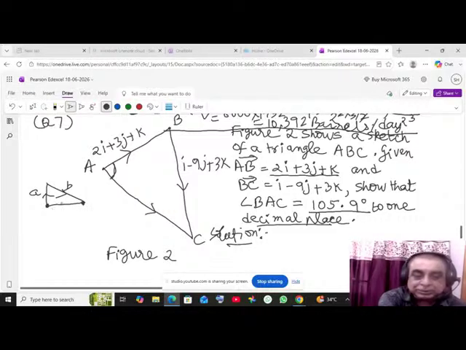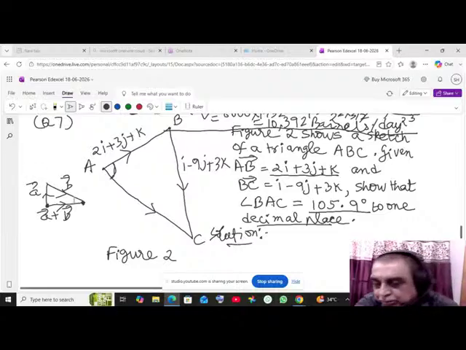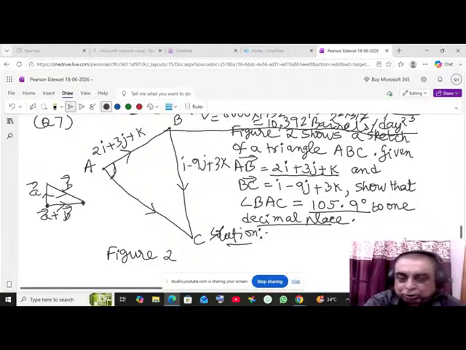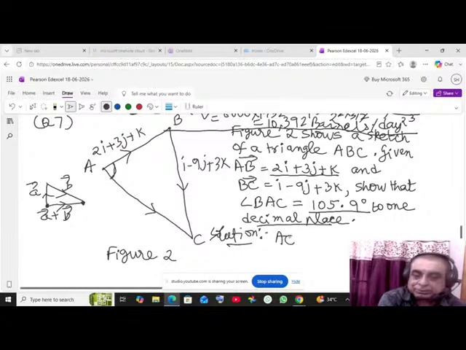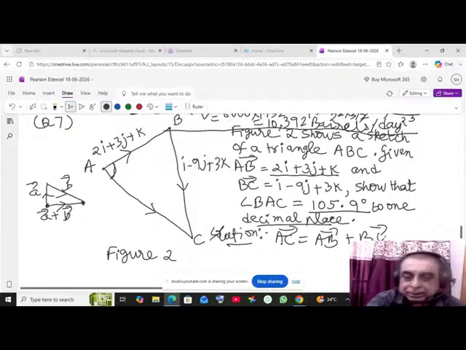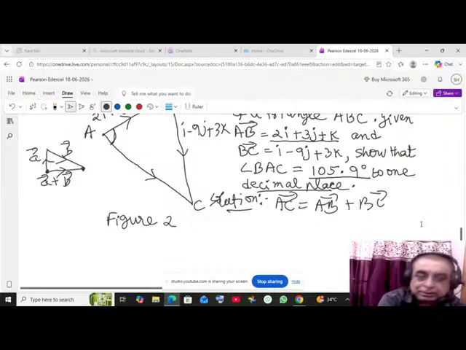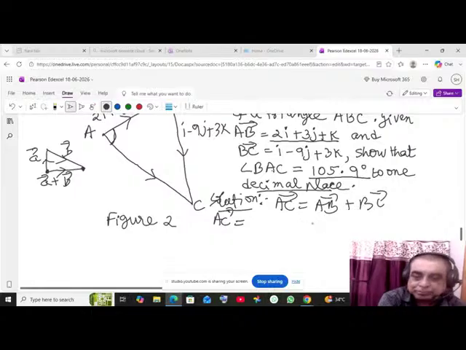So the vector from the initial point to the terminating point is the sum of the vectors A and B. This is the triangle law of addition of two vectors. The side AC will represent the sum of these two vectors, that is, vector AB plus vector BC.